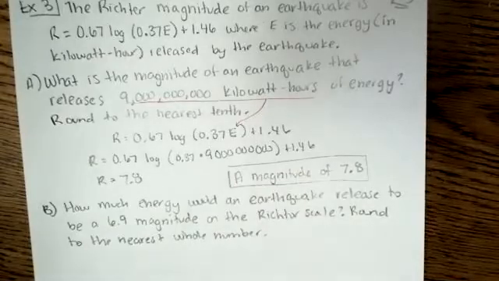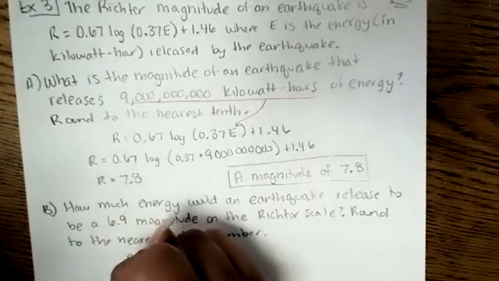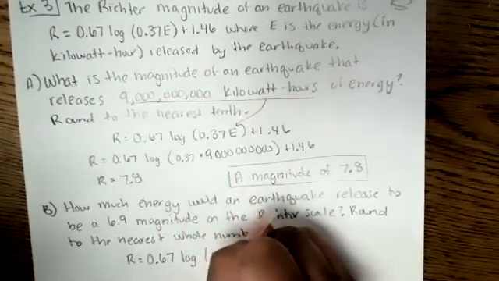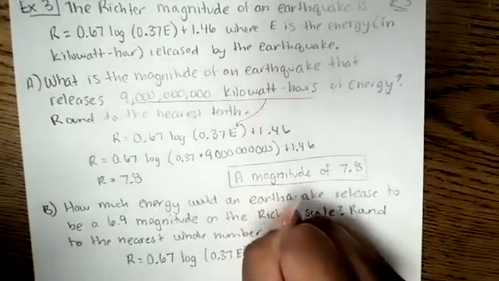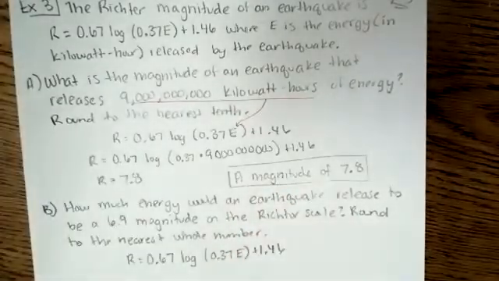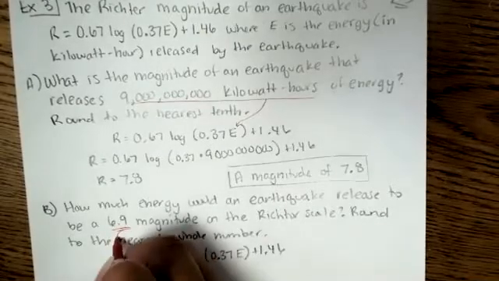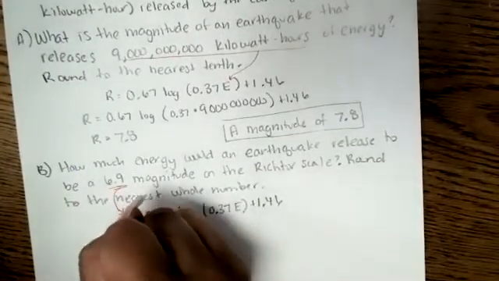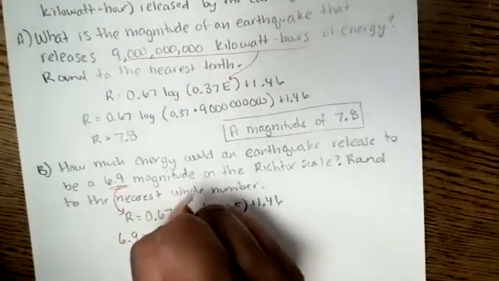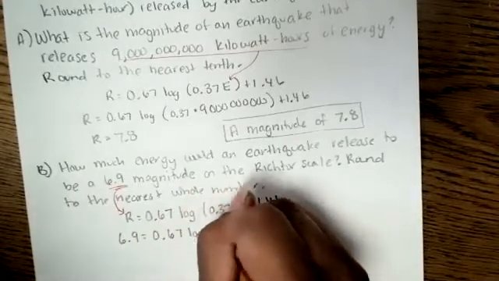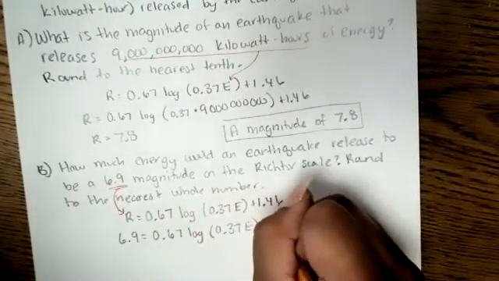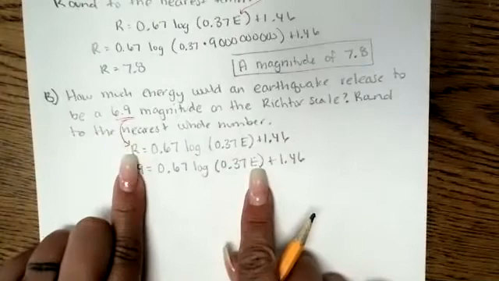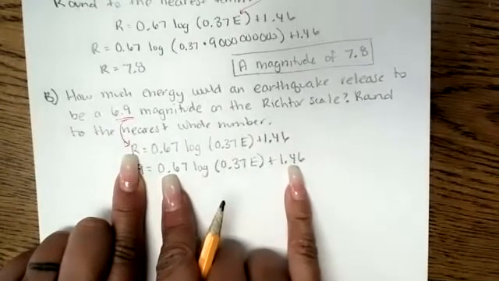So let's go ahead and write our equation. R is equal to 0.67 log 0.37 E plus 1.46. Now 6.9 here is going to be the R value. So I have 6.9 equals 0.67 log 0.37 capital E plus 1.46. Now you are solving for the E. Now we have to get rid of this 0.67 and the 1.46.